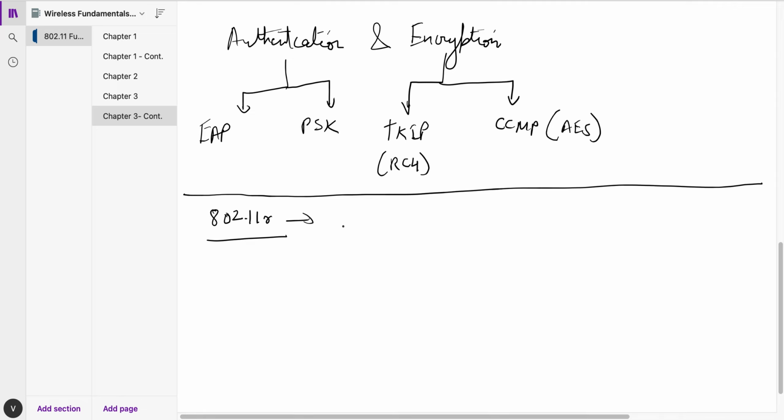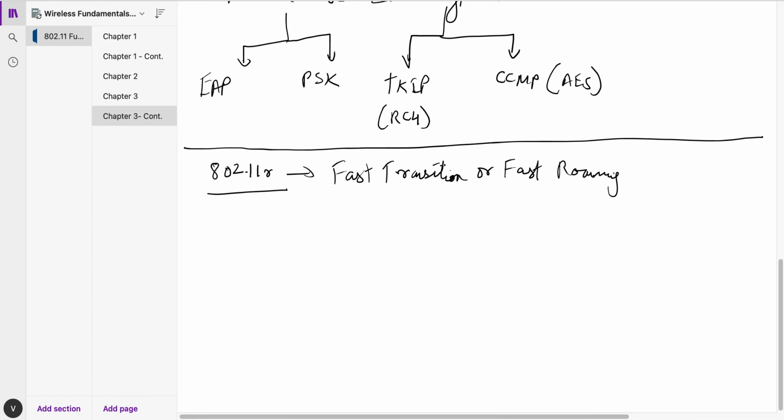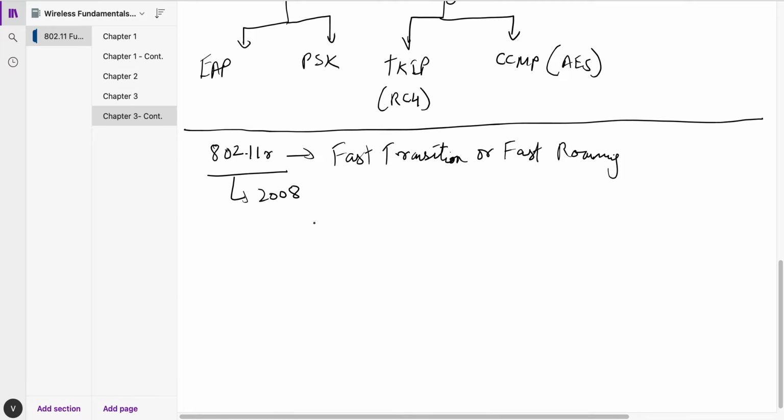802.11r, also known as fast transition or fast roaming. So just a brief about this standard right now. We're not going to go in detail again. Just in brief, we'll discuss and understand what this .11r standard is. This was ratified in 2008, by the way, not before that.